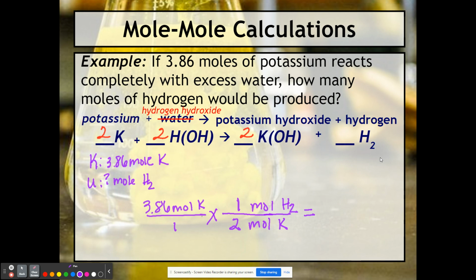3.86 divided by 2 is 1.93. And our unit is whatever's left up here, moles of H2. And that is our answer. Now, don't forget on all of these, you have to show your known, your unknown, and your work here, as well as your balancing.